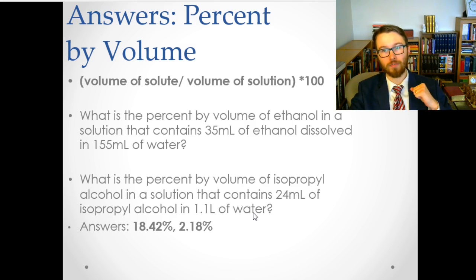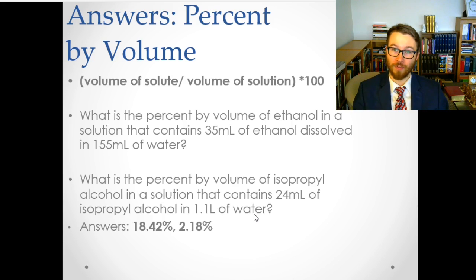So 24 divided by 1,124 is 0.0218. In fact, it's 0.0218181818, and so on. I took that times 100, and I got 2.18% by volume. So, hopefully that math is relatively clear to you. If you have any questions about maybe your answer, you got a different answer, feel free to leave a comment under the video or email me, and I'll do my best to get you the solution.